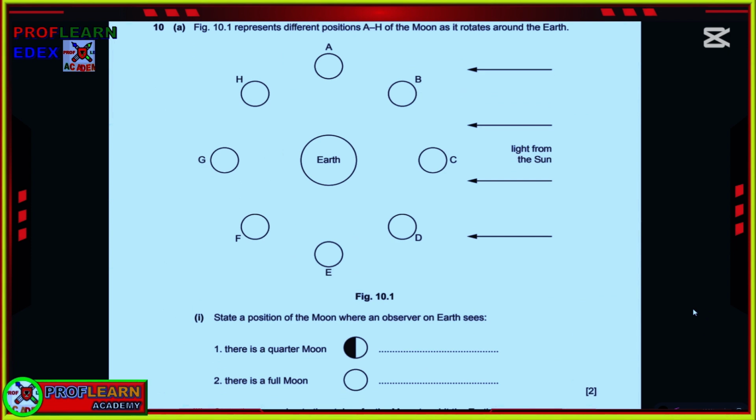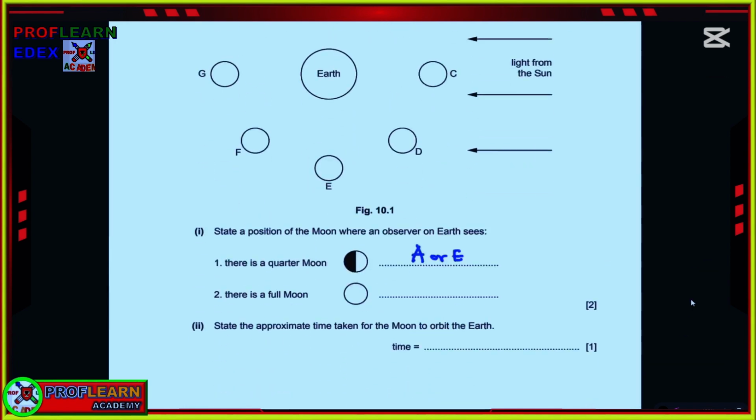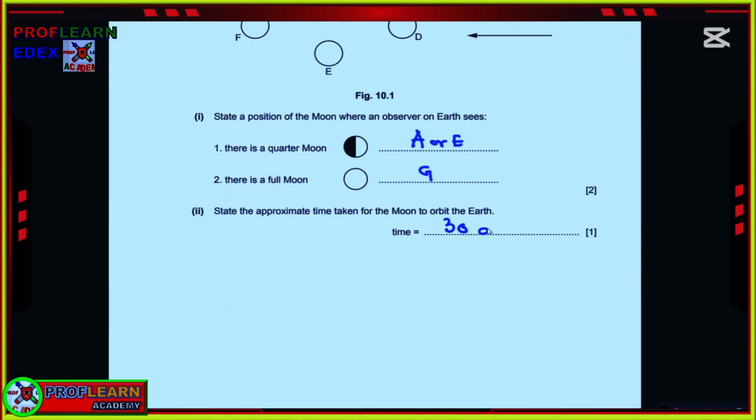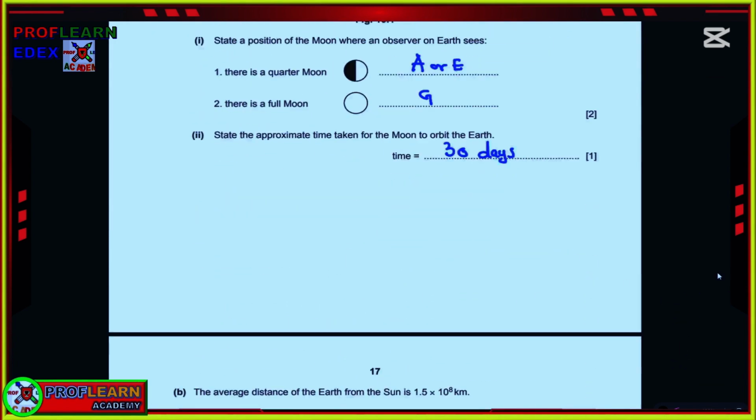A to H of the moon as it rotates around the earth. So we are supposed to show a quarter moon. The quarter moons will either be at point A and point B. Full moon will be at point G. The approximate time for the moon to orbit the earth is actually 1 month, which is approximately 30 days or 28 days. So you need to mention that during the exam. You need to remember that.